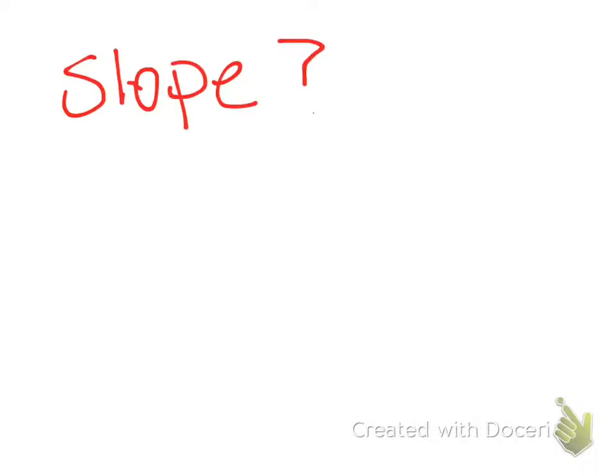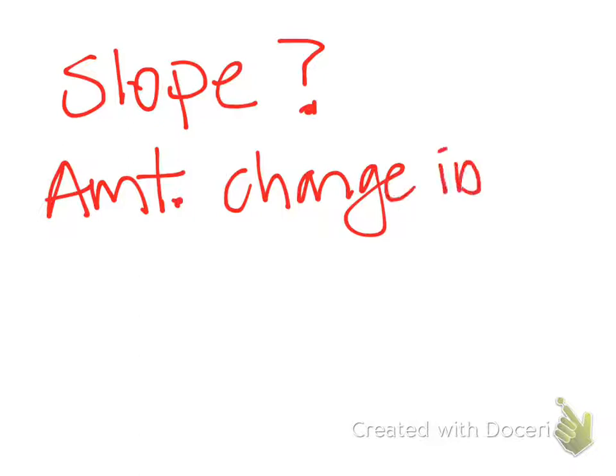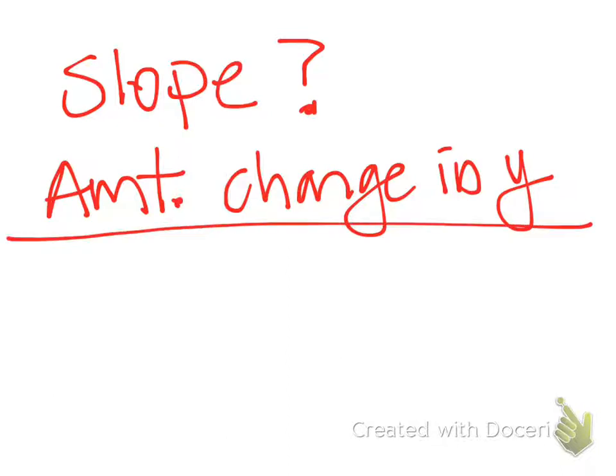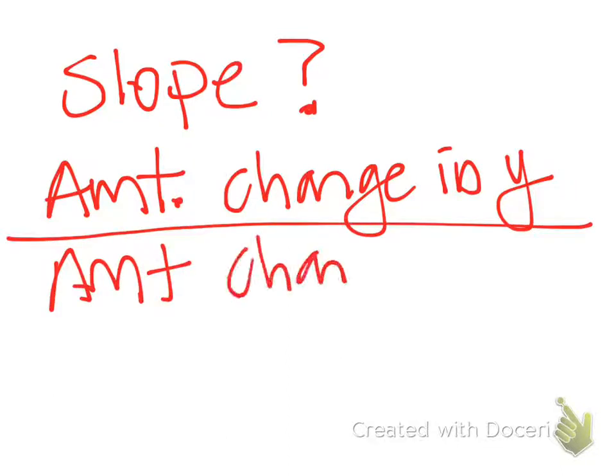Okay, today we're going to cover something new called slope. So what is slope? Well, slope is many different things, but it's basically a rate of change, which we already covered. It's the amount of change in the y value divided by the amount of change in the x value. And once again, this is a ratio.